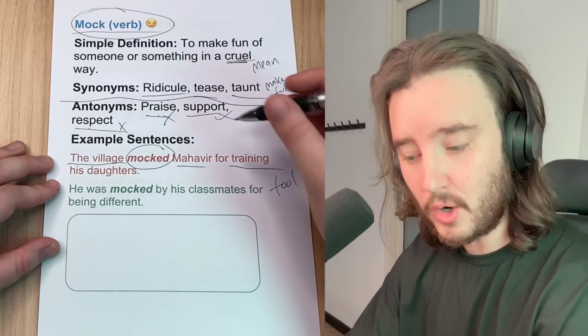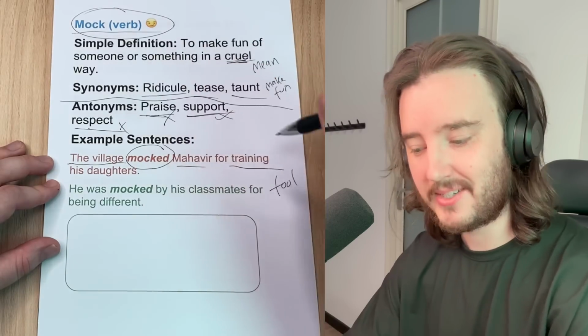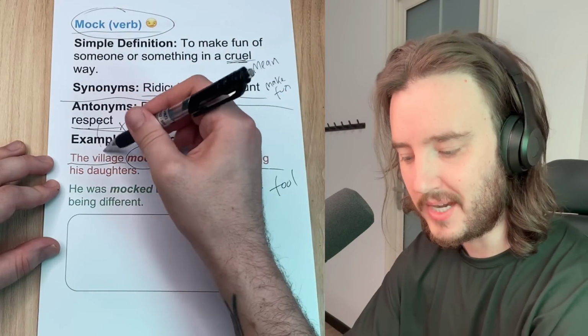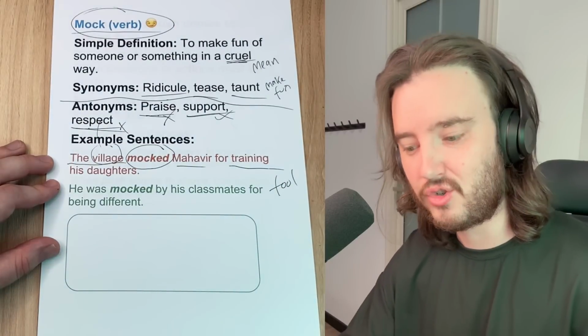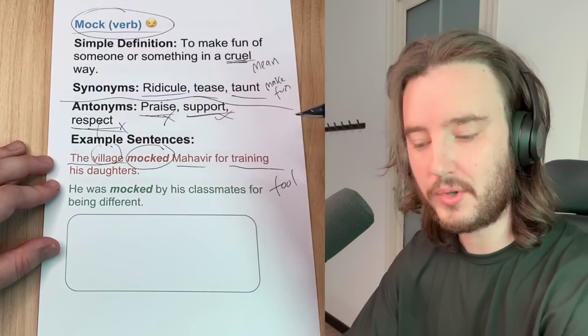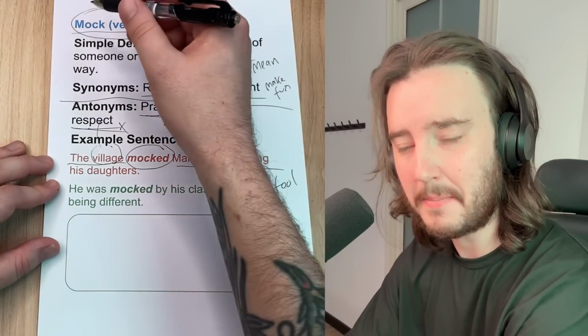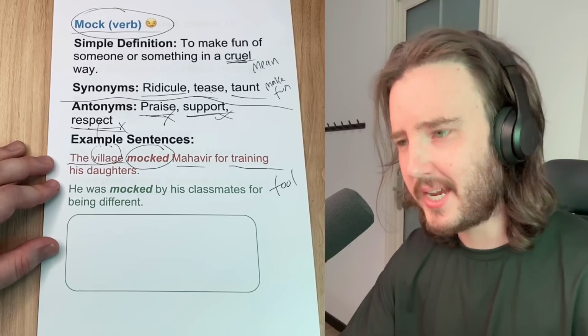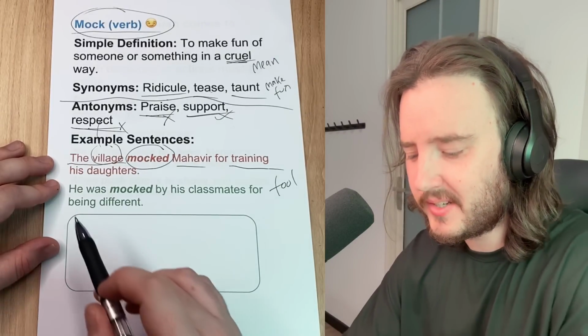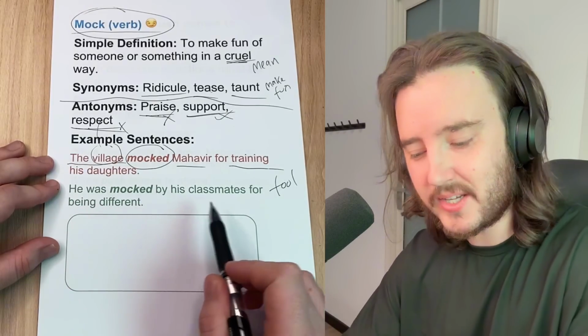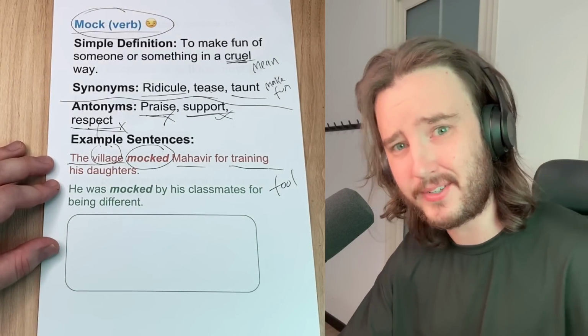So he got no support. He got no praise. He got no respect from the villagers. In fact, just the opposite. They ridiculed, teased, taunted, and mocked him. Now, taking a look at the green example sentence, he was mocked by his classmates for being different.